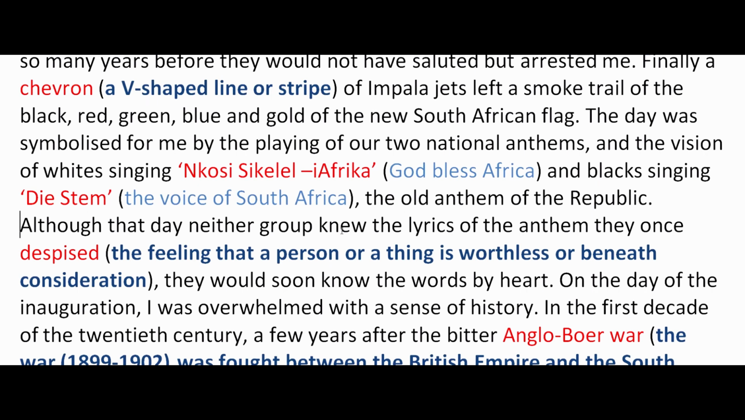Although that day neither group knew the lyrics of the anthem they once despised, they would soon know the words by heart. Now Nelson Mandela is saying that on that particular day, the people singing that national anthem were not well aware of the words, and there was a time when people used to despise this national anthem. Despise here means the feeling that a person or thing is worthless or beneath consideration. So there was a time when people despised this national anthem, but now they are singing it.